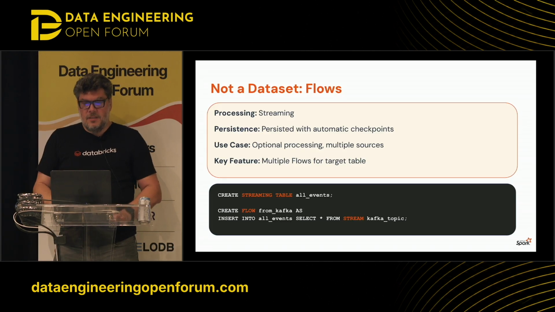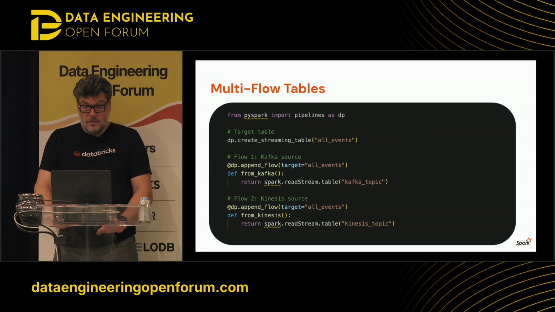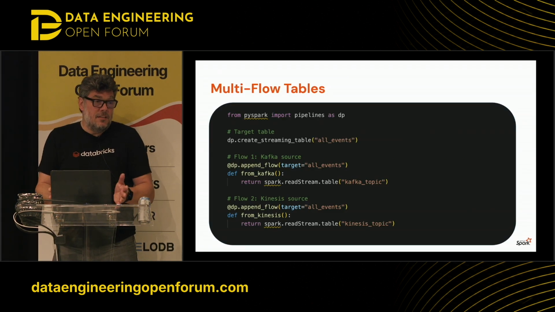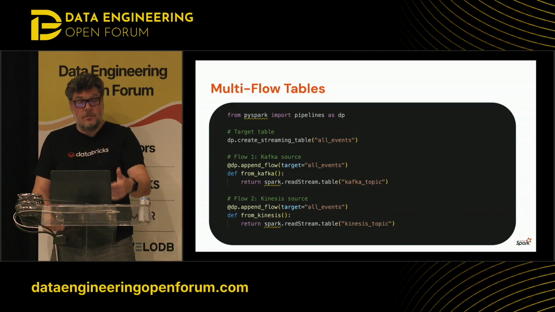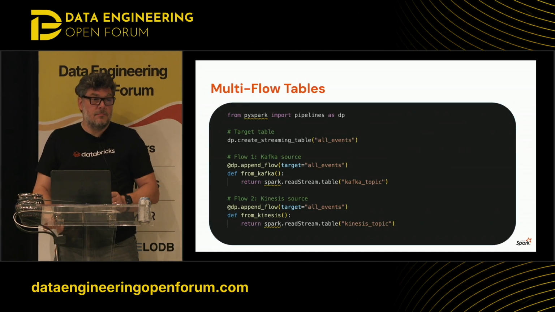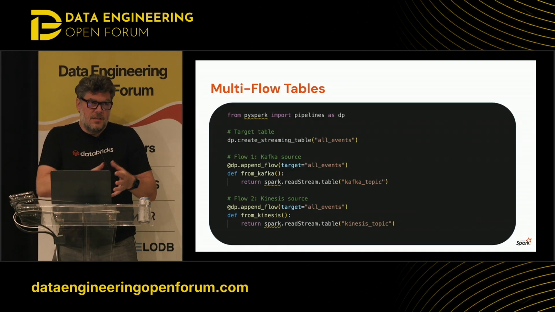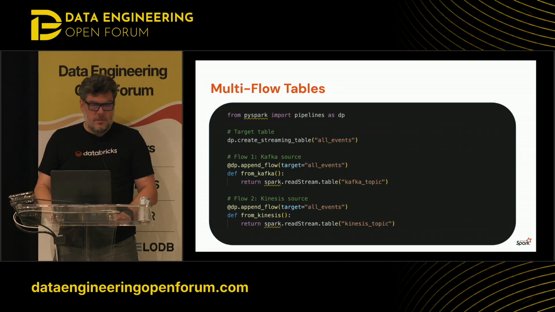But the key point here is you can have multiple flows for one target table. So for example, let's say you have data in Kafka and in Kinesis. You could define a target table, and then you can have two flows, one reading from Kafka, one reading from Kinesis, and they can both target the same table. Right? So this is kind of a logical separation of the target table and the flows that write to it.